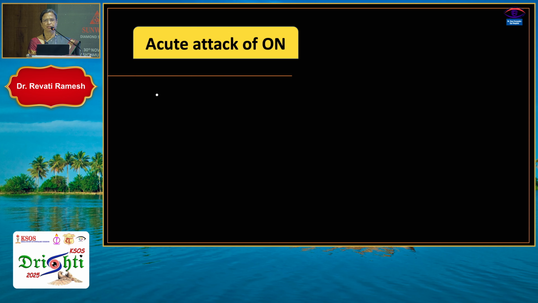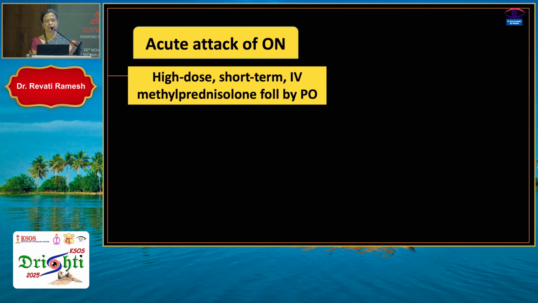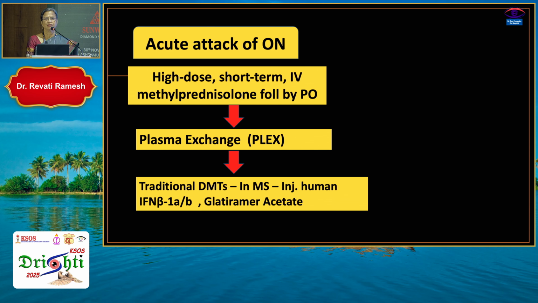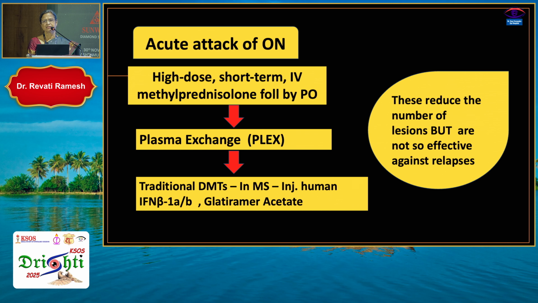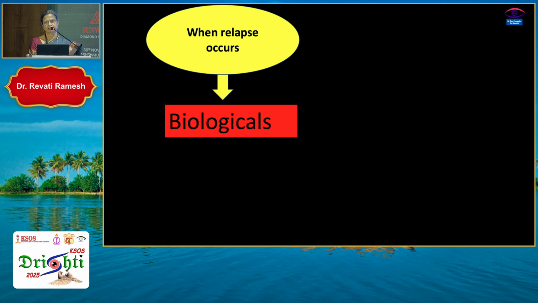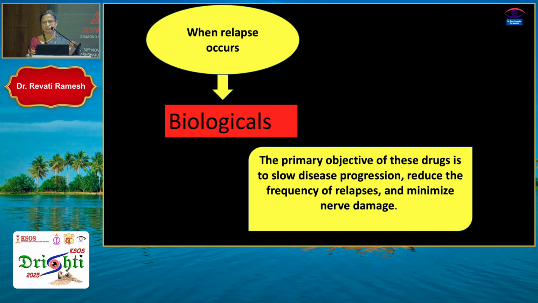An acute attack of optic neuritis is first treated with high-dose short-term IV methylprednisolone, followed by oral steroids. If this doesn't work, then plasma exchange is tried. If that too does not work, we go on to traditional disease-modifying therapies, like in multiple sclerosis, we use interferons or glatiramer acetate. These drugs reduce the number of lesions, but they are not so effective against relapses. When relapse occurs, that is when biologics come into play. The primary objective of these biologics is to slow the disease progress, reduce frequency of relapses, and minimize nerve damage.